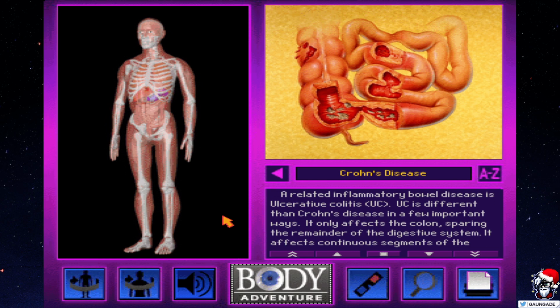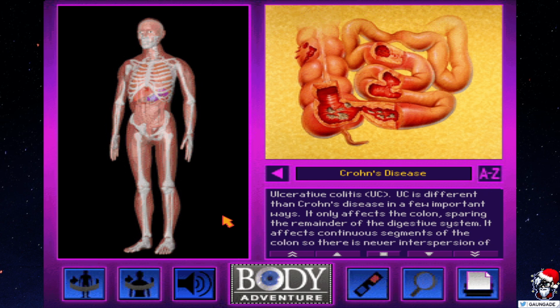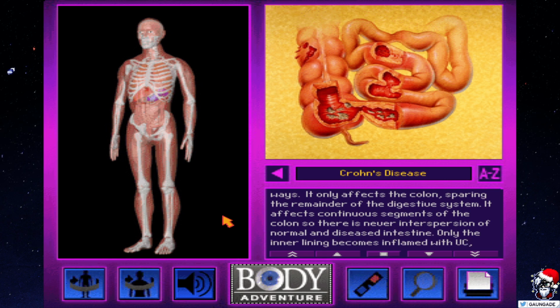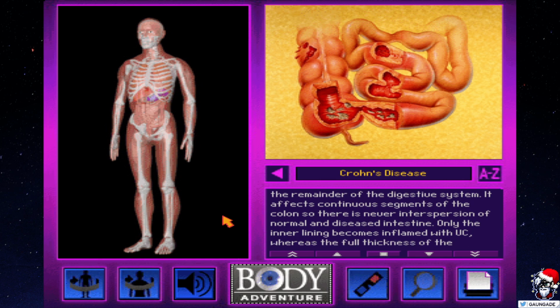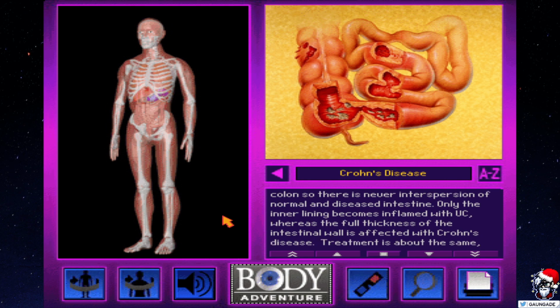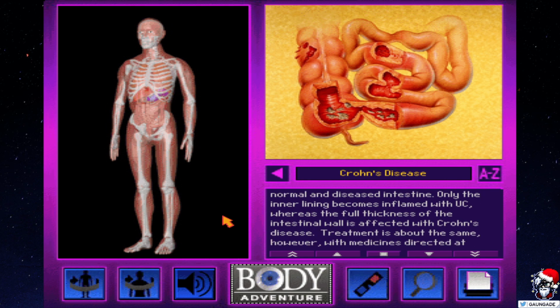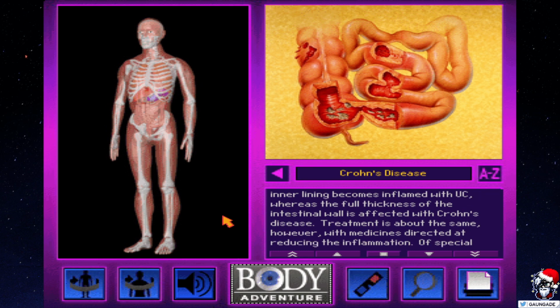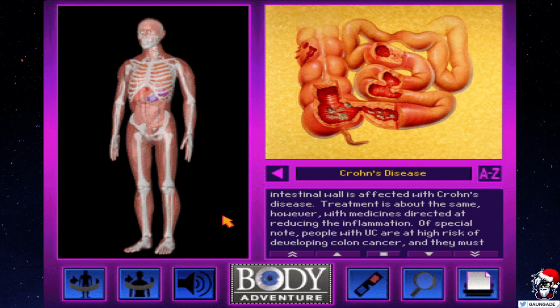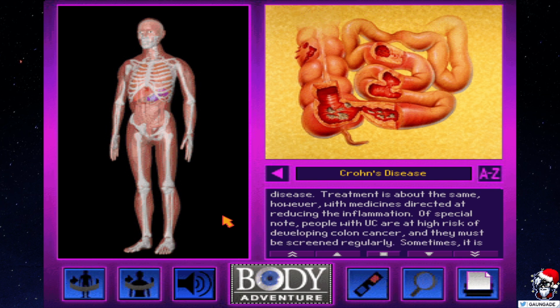UC is different than Crohn's disease in a few important ways. It only affects the colon, sparing the remainder of the digestive system. It affects continuous segments of the colon, so there is never interspersion of normal and diseased intestine. Only the inner lining becomes inflamed with UC, whereas the full thickness of the intestinal wall is affected with Crohn's disease. Treatment is about the same, however, with medicines directed at reducing the inflammation.